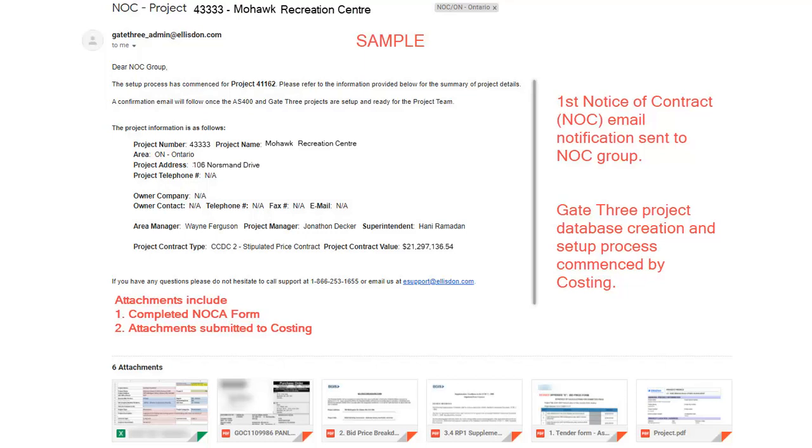This is a sample of the first notice of contract NOK email notification sent to the NOK group, a predefined list of people in different departments across the organization to let them know a new project has been awarded to EllisDon and the respective Gate 3 project database creation process has commenced by costing. The completed Noka form is attached along with any other attachments included by the cost accountant.